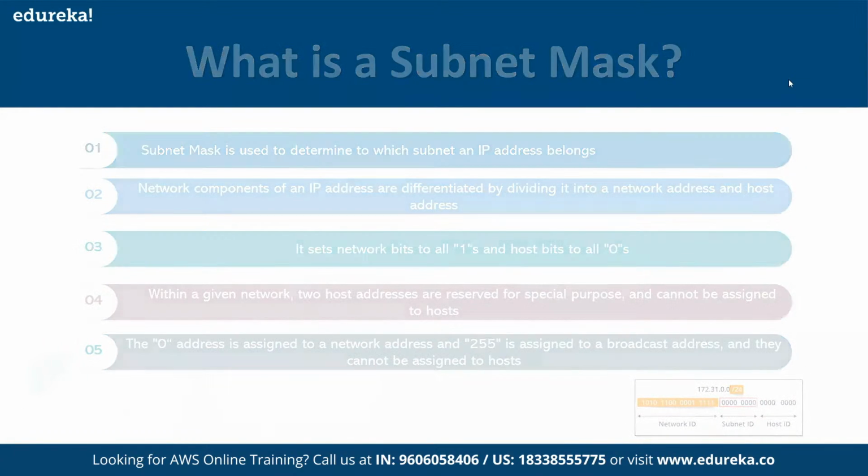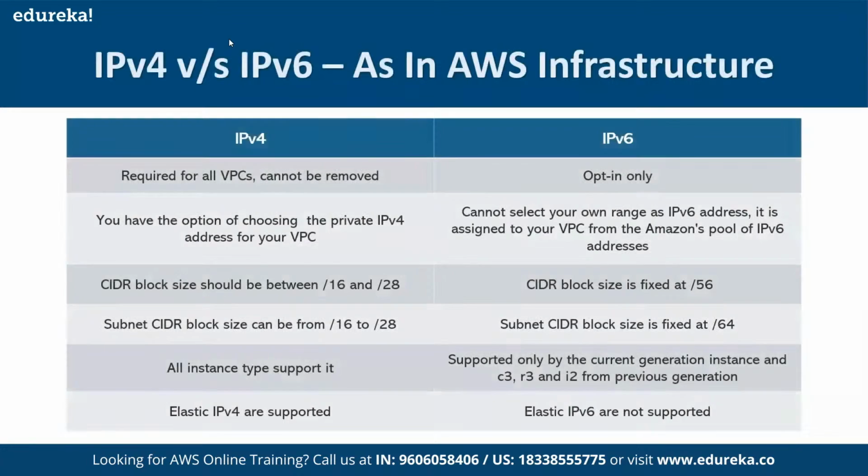Now, let's have a look at the difference between IPv4 and IPv6 IP addresses. IPv4 is required for all VPCs and cannot be removed. Okay, whereas IPv6 we can choose. IPv4 is by default given to us. If I want to use IPv6 IP addresses, I can choose that. You can opt in only. You have the option of choosing the private IPv4 addresses for your VPC. Whereas when you select IPv6, you cannot select your own range. It is given automatically. I don't have any control over that.